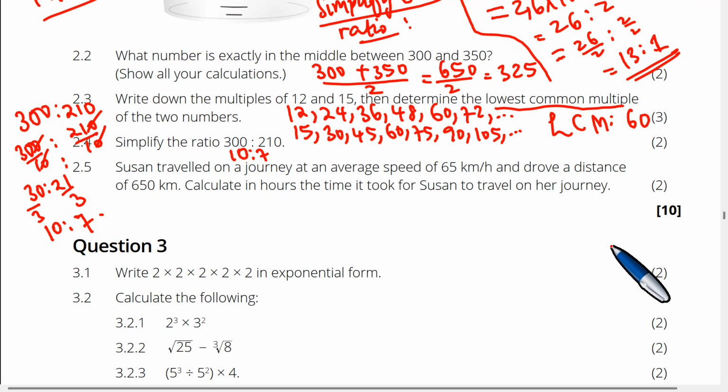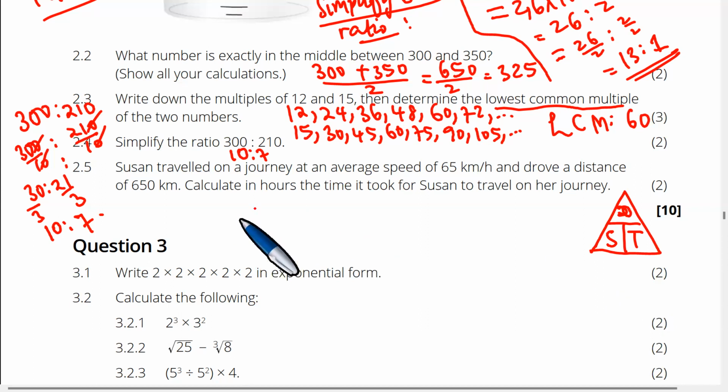Is it 65 hours? Okay, let's see. That's okay, we're practicing. Right, so you need to know the triangle here. There's a triangle you need to know like this. You need to know that speed is equal to distance divided by time. So speed equals distance divided by time.